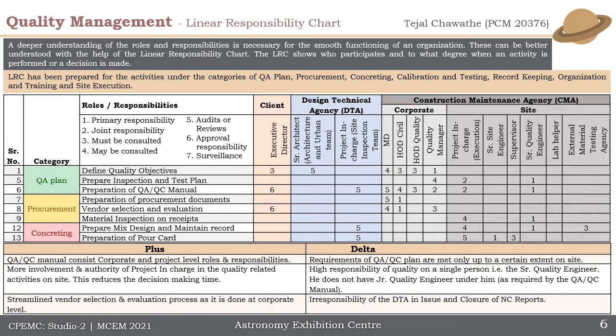Some of the suggestions that we have as per observations on site was that the requirements of QA/QC plan should be met in a better manner, and there is high responsibility for quality for the senior quality engineer, and he should have a junior quality engineer under him to assist him in the work.